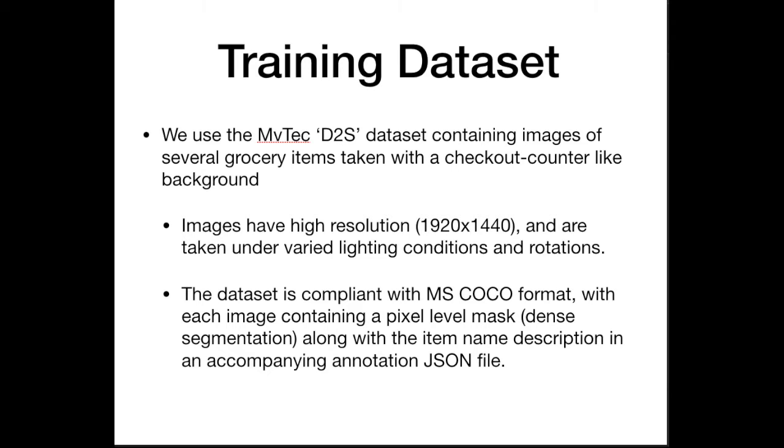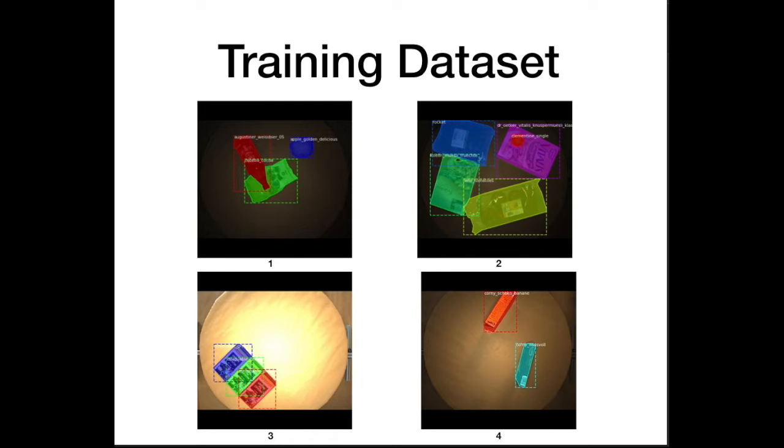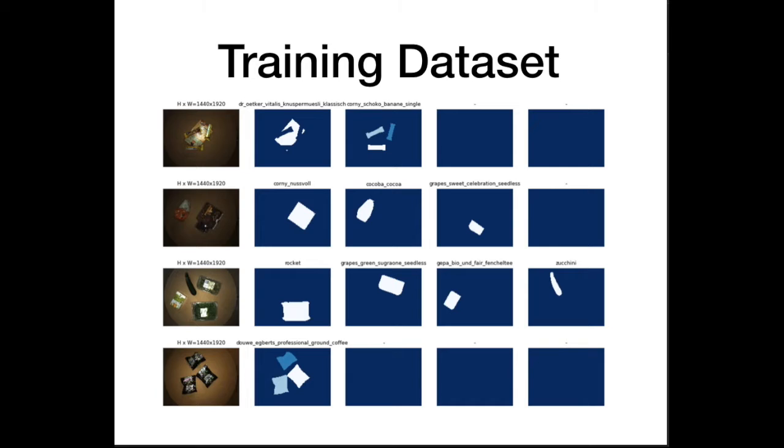An accompanying JSON file describes at a pixel level each object in each image in a format that is similar to MS COCO. Here we show a select few sample images from the dataset. In this image, we show how the dataset annotates a pixel-level Boolean mask onto each object.